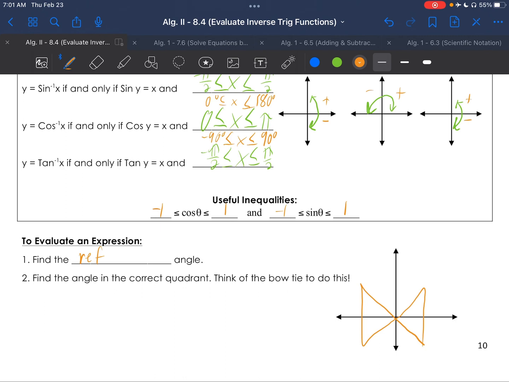That's this little thing again of saying, just remember which quadrant we're in, and we're saying, all students take classes to remember which function is positive in which quadrant. So remember that they are all positive in quadrant 1, sine is positive in quadrant 2, tangent is positive in quadrant 3, and cosine is positive in quadrant 4.